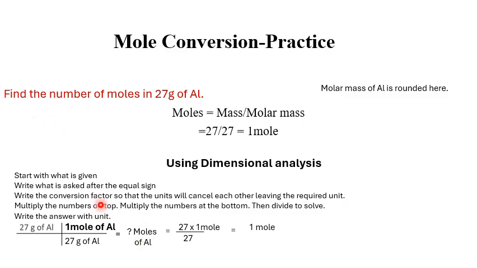And then write the conversion factor so that the units will cancel each other, leaving the required unit. So I need mole in the answer, so I will write mole on the top, and I want to cancel grams of aluminum, so I will write grams of aluminum in the denominator. Each 1 mole of aluminum has 27 grams of aluminum. So grams of aluminum and grams of aluminum will cancel each other, and then you will get 27 times 1 mole divided by 27 grams, which equals 1 mole.